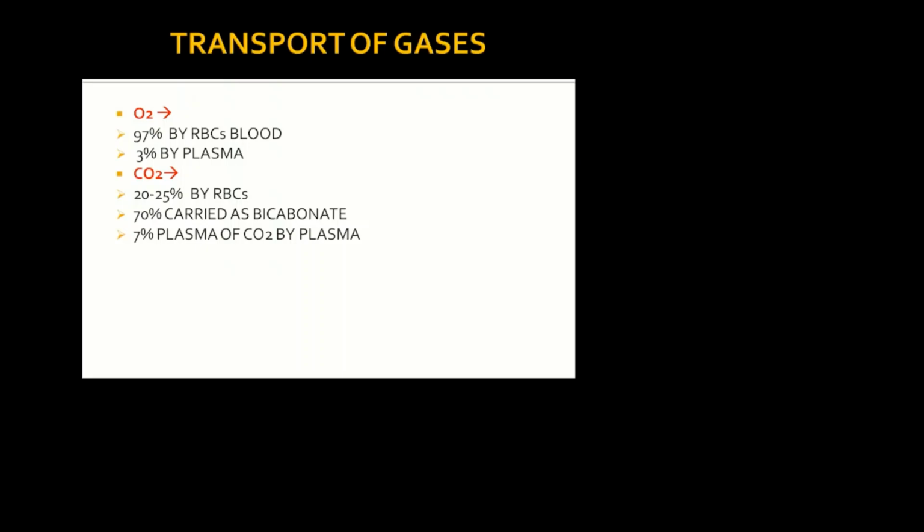Carbon dioxide forms carbaminohemoglobin. So 20 to 25% is carried by RBCs, and 70% is carried as bicarbonates. Bicarbonates are HCO3, the ion I'm saying. So it will be with some metal, like sodium bicarbonate, potassium bicarbonate, whatever. 7% is carried as CO2 in the plasma.